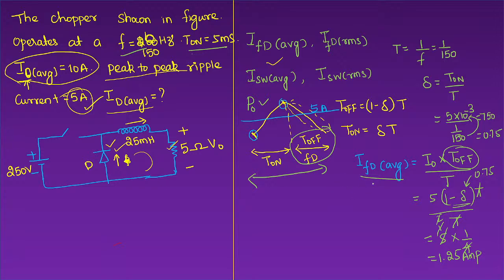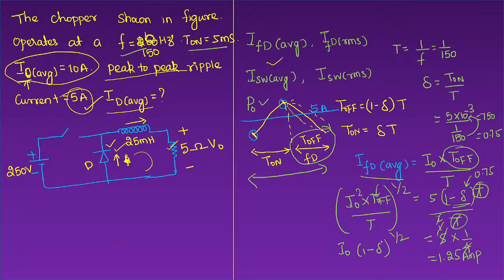Suppose if I am asking RMS current, how will you do? RMS current means take the average current, square it into corresponding time period upon fundamental time period. Keep all these parameters under root. From this you can take output current I naught. You know T off can be replaced by 1 minus delta times of T like this. So T by T will get cancelled. So under the square root you will have only 1 minus delta.